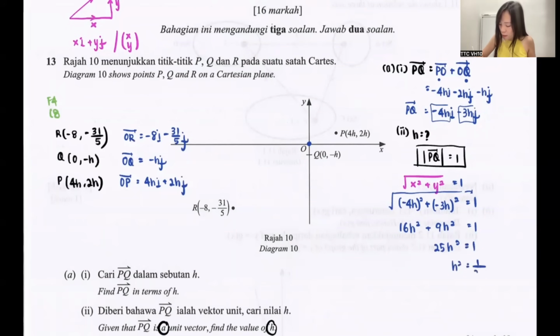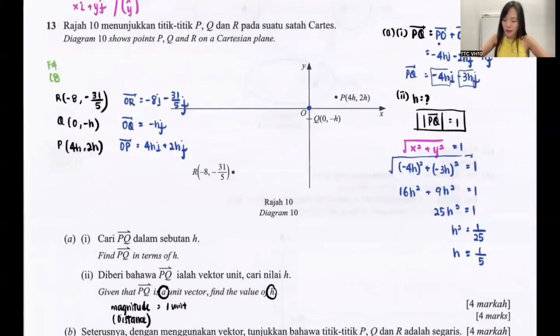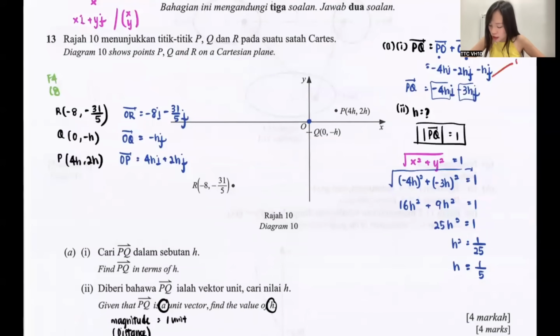So times 25, move it over, divided by 25. So square, move it over, become square root. So square root of 1 over 25, isn't it the answer will be 1 over 5. Done. Okay, normally there is plus minus, but quite obvious my H can only be positive since it's on the right side. Therefore, the answer is just 1 over 5. Done. How many marks there? 4 marks. So this working 1 mark, this one 1 mark, this working 1 mark, this answer 1 mark. Easy 4 marks. Let's move on.